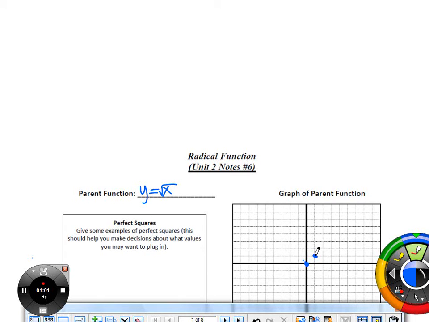Now, do I want to plug in 2? No. It's not that it doesn't have an answer. I could type in square root of 2 on the calculator, but it's going to be some irrational, never-ending number that's not really going to help me plot an accurate point on my graph.